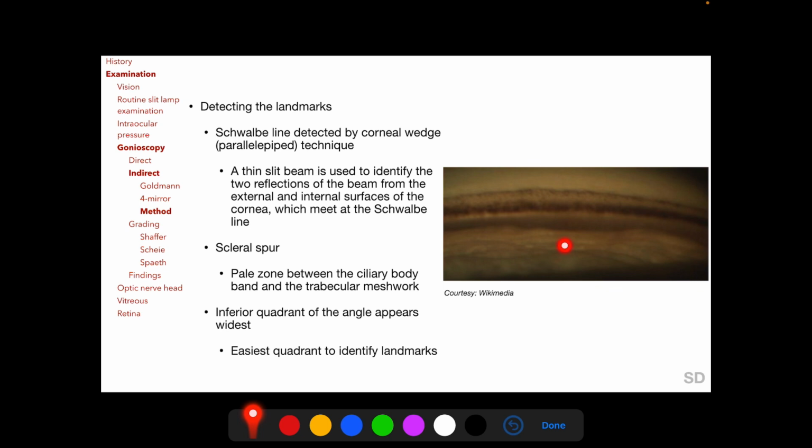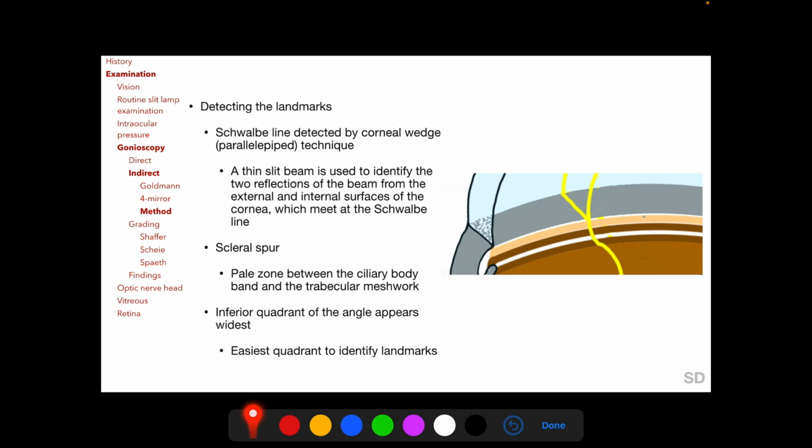Starting from the peripheral iris posteriorly, as we move anteriorly, we will find the ciliary body band darkly pigmented, a lighter band, the scleral spur, between the ciliary body and the trabecular meshwork. The posterior part of the trabecular meshwork appears to be more pigmented than the anterior part, and anterior to the anterior part of the trabecular meshwork we have the Schwalbe's line.